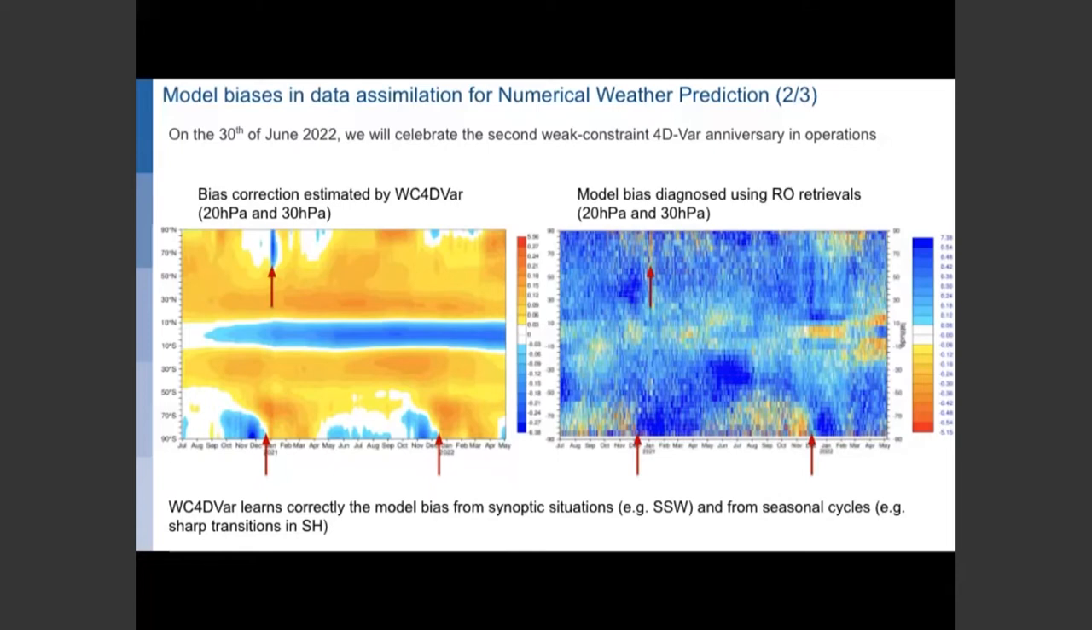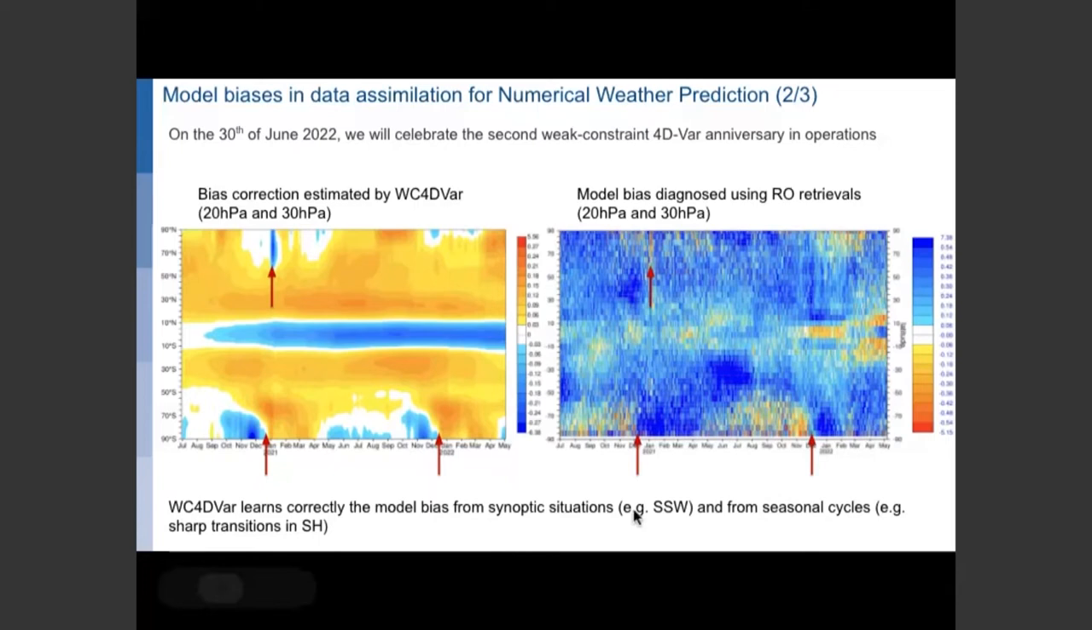And on the right-hand side, this is the model bias that has been estimated using temperature retrieval. So we compare the 12-hour first guess from the model to temperature retrievals from radio occultation that are very accurate. So it gives us a very good picture of the kind of model biases we've got.